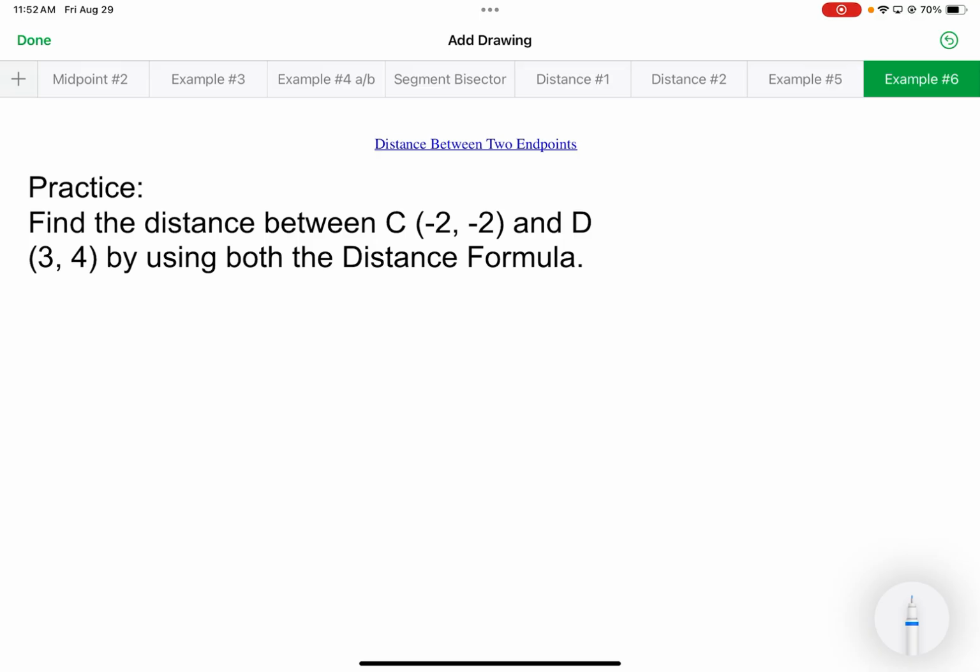We're going to do another example. But you guys are going to do it by yourself. And it says by using both the distance formula, and then it doesn't go on to say and the Pythagorean theorem. So just do it using the distance formula. So do distance formula with this one real quick, please, and thank you.